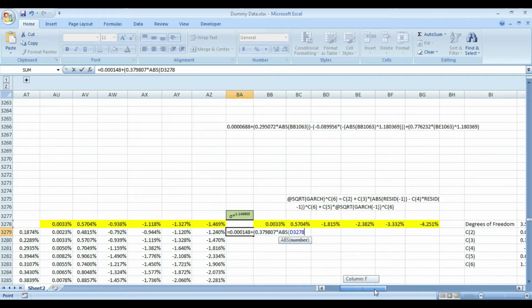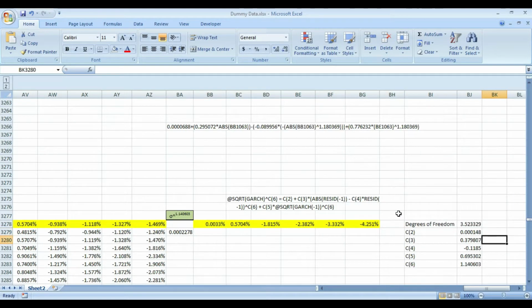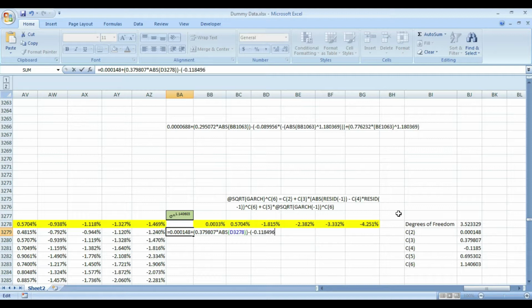So now I will close the brackets for the conjugate, another one to close. Okay. So the next it says minus of C4. So C4 is this one. Copy this. So minus close brackets, open brackets, then my value, then multiply this by residual n minus 1.